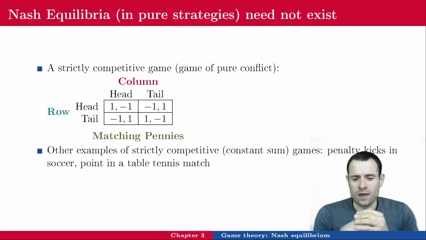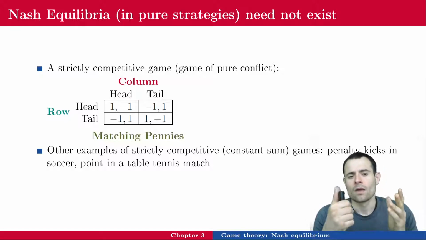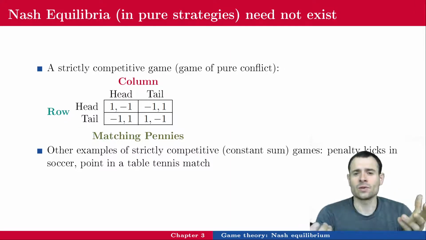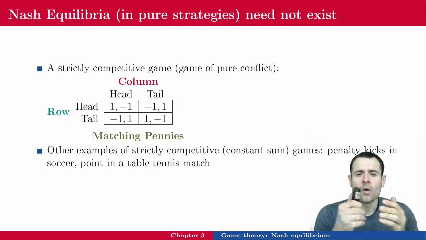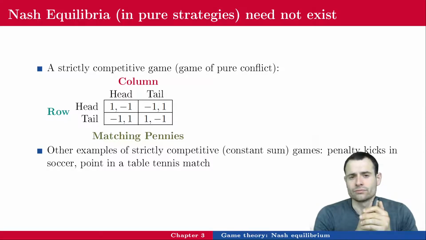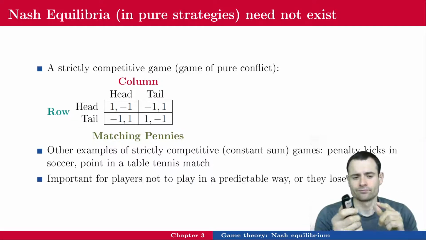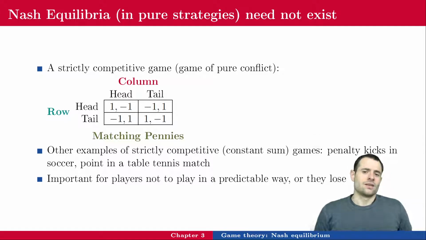Most games that involve a winner and a loser will in general not have a pure strategy Nash equilibrium. Think about table tennis. You want to hit the ball where the opponent won't be able to return it. If the opponent is able to return, he might win the point. So the idea is that with penalty kicks or table tennis, you always want the ball to end up in a place where the other player is not. So you want to be unpredictable.